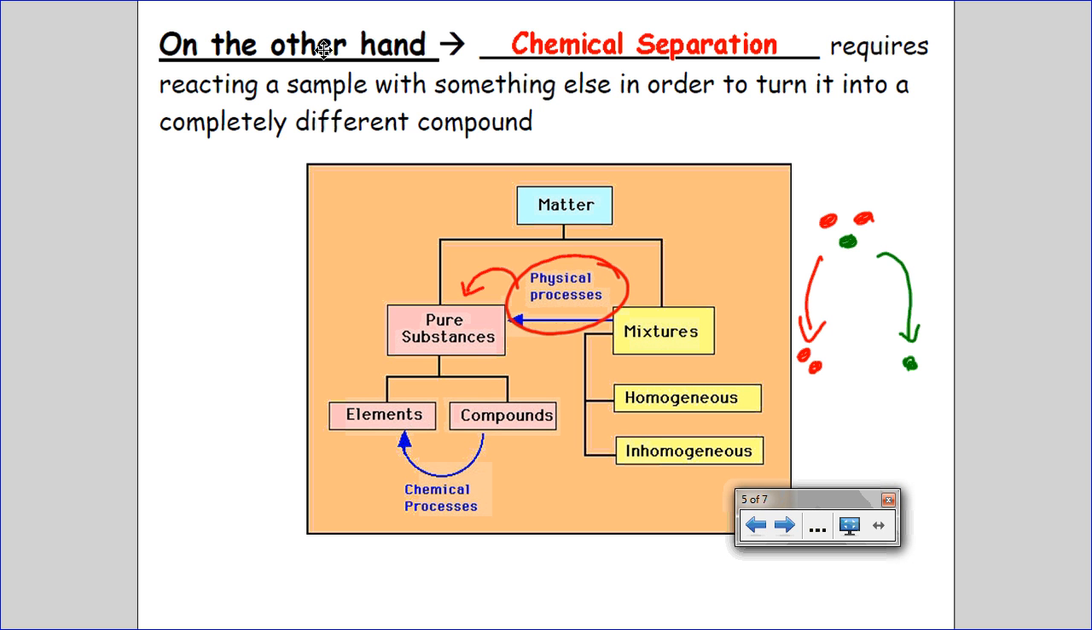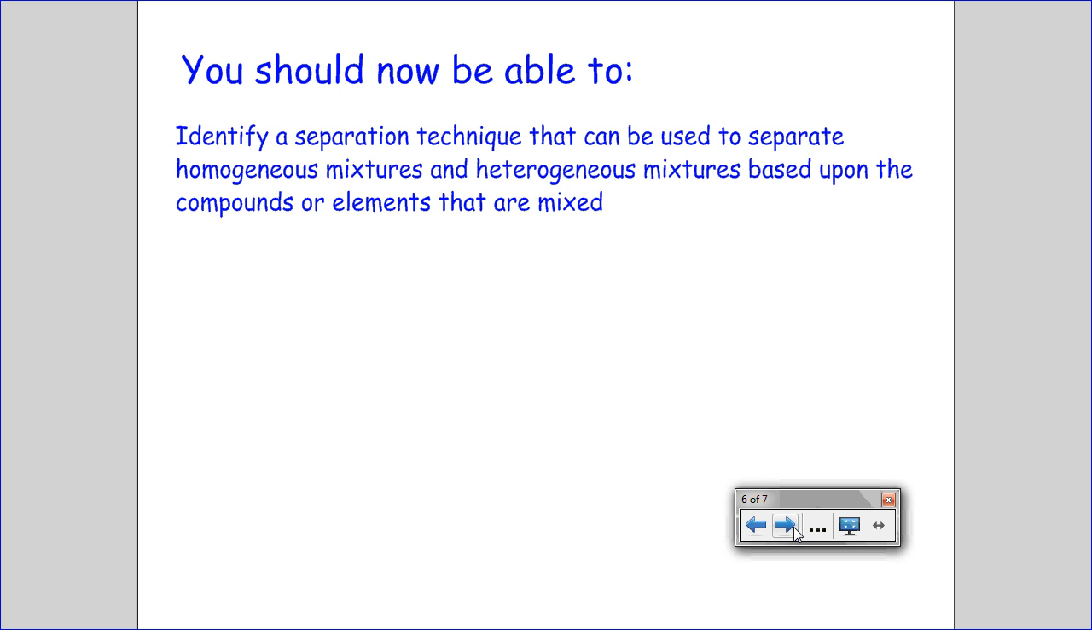techniques. Okay? So at this point, you should be able to identify a technique that can be used to separate homogeneous mixtures and heterogeneous mixtures based upon the compounds or elements that are mixed.